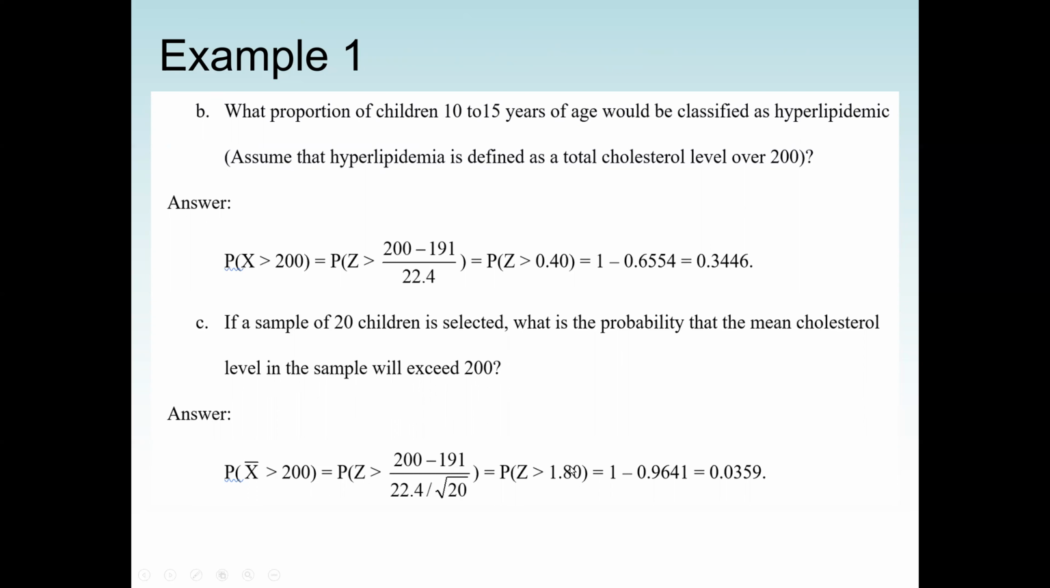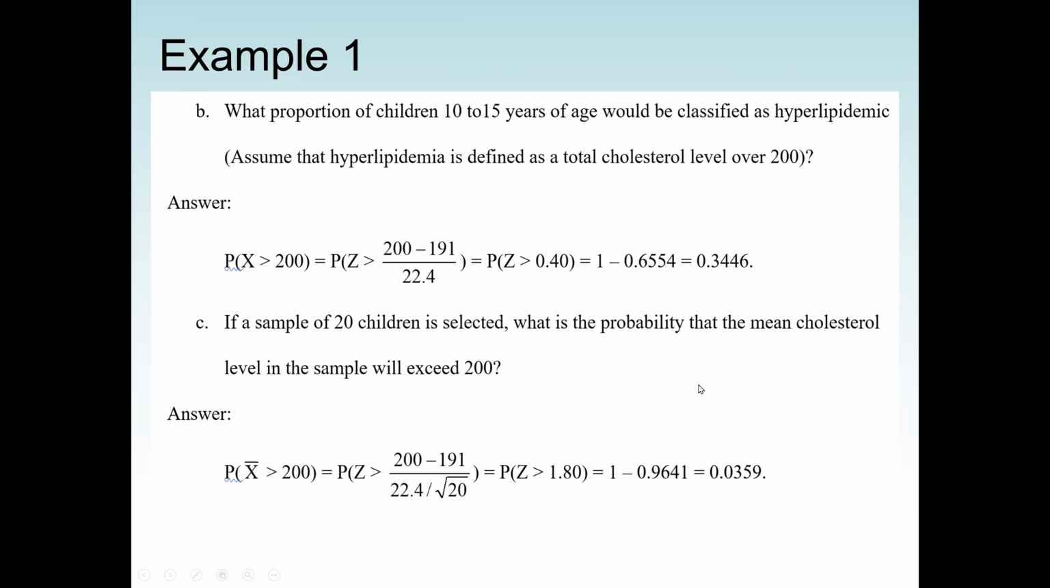Now look at the standard normal table or the Z table. 1.8 will give me 0.9641. So I'll subtract the answer from 1. Since it's greater, I'm going to the right side. If I'm going to the right tail, then I subtract from 1. So the final answer will be 0.0359.